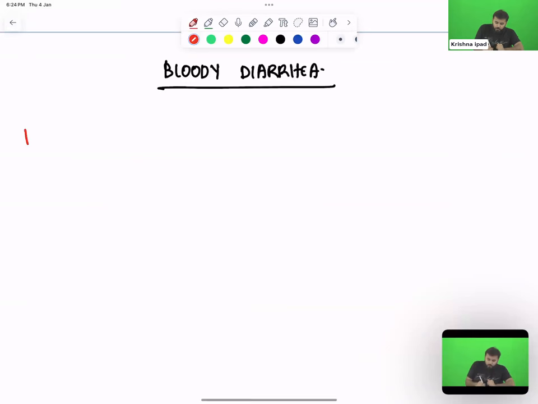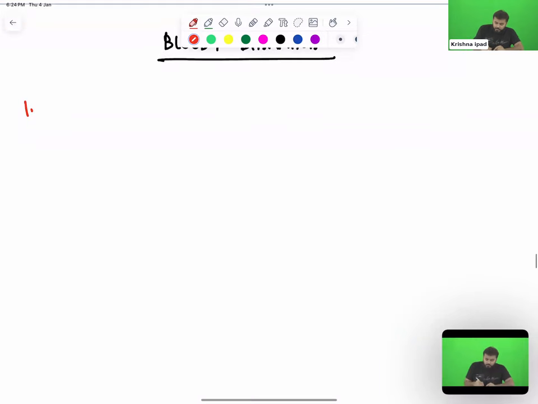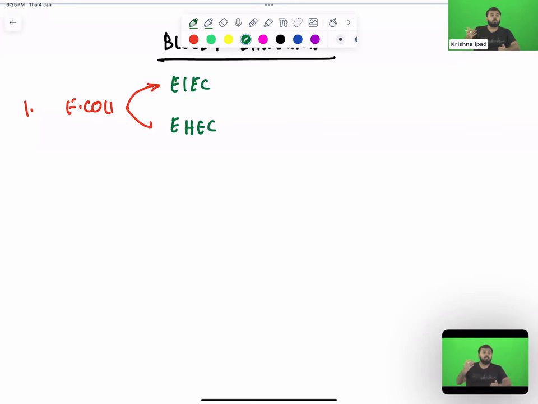What is the first important point I have to tell you regarding this bloody diarrhea, guys? First important is E. coli. Within this E. coli, there are two important strains, as I told you, right? One is called enteroinvasive E. coli. Another one is called enterohemorrhagic E. coli. Where is the enterotoxigenic E. coli? You already know that enterotoxigenic E. coli will cause watery diarrhea, not bloody diarrhea.